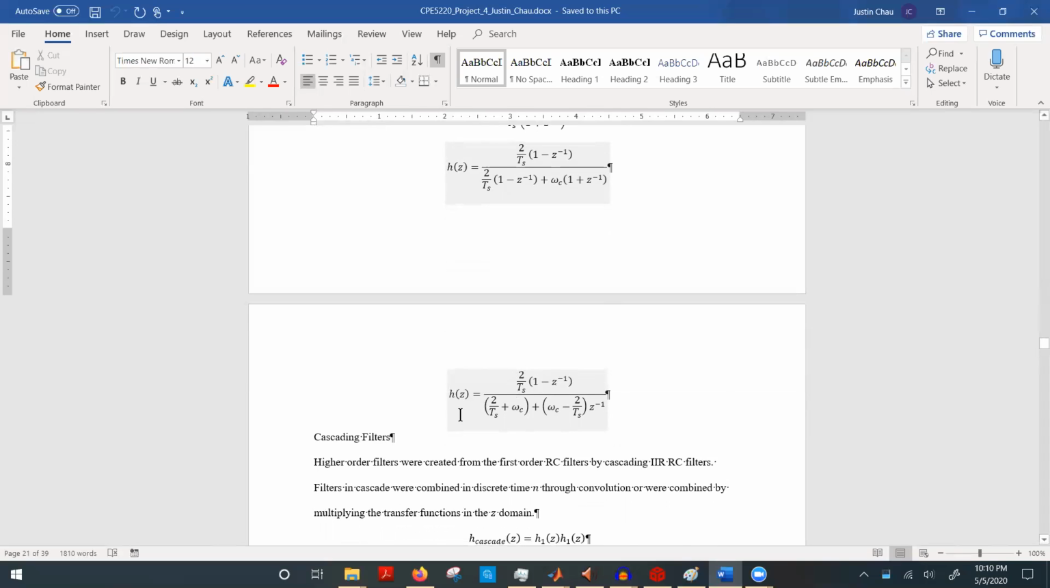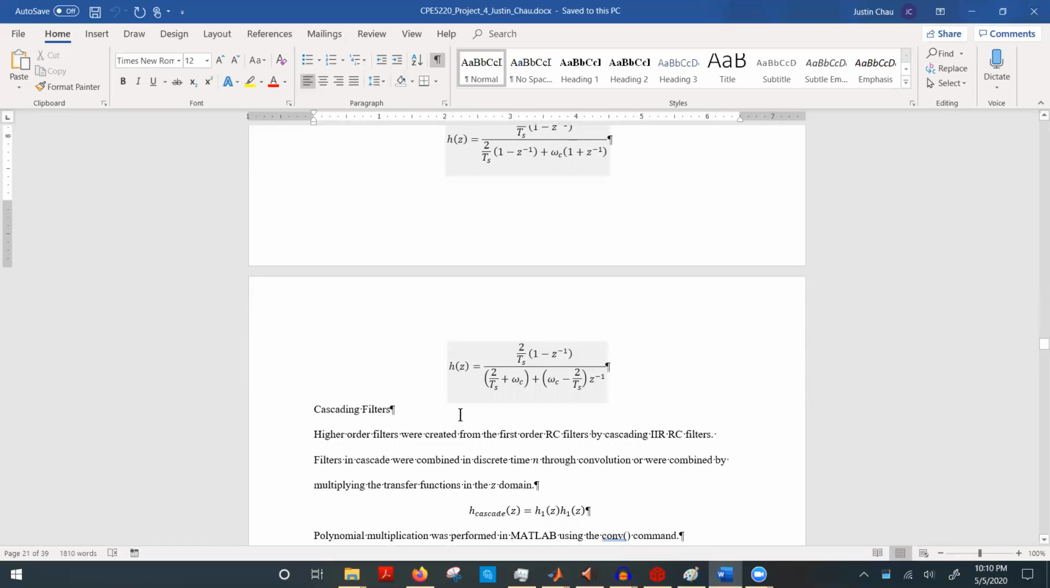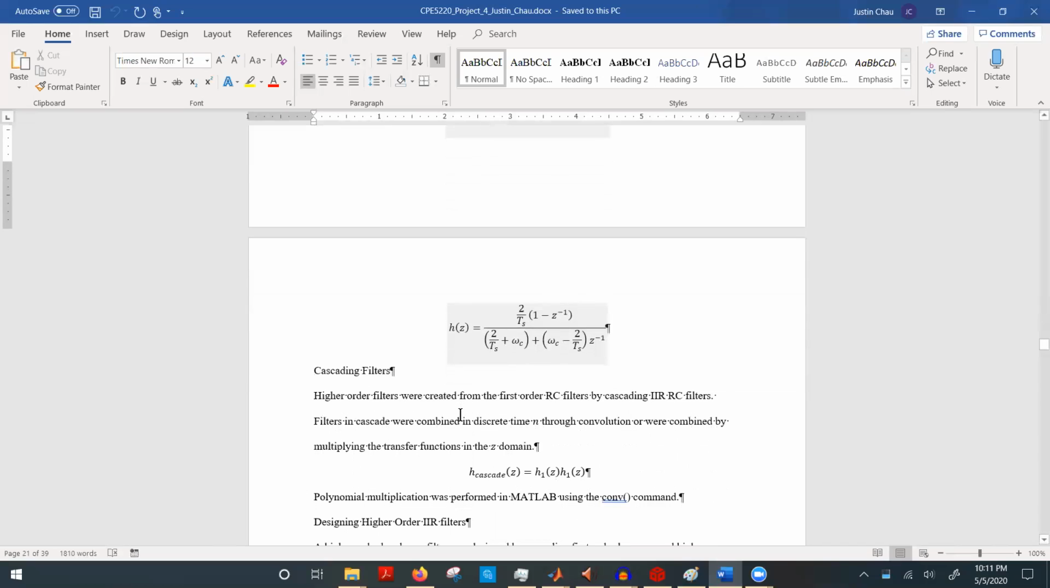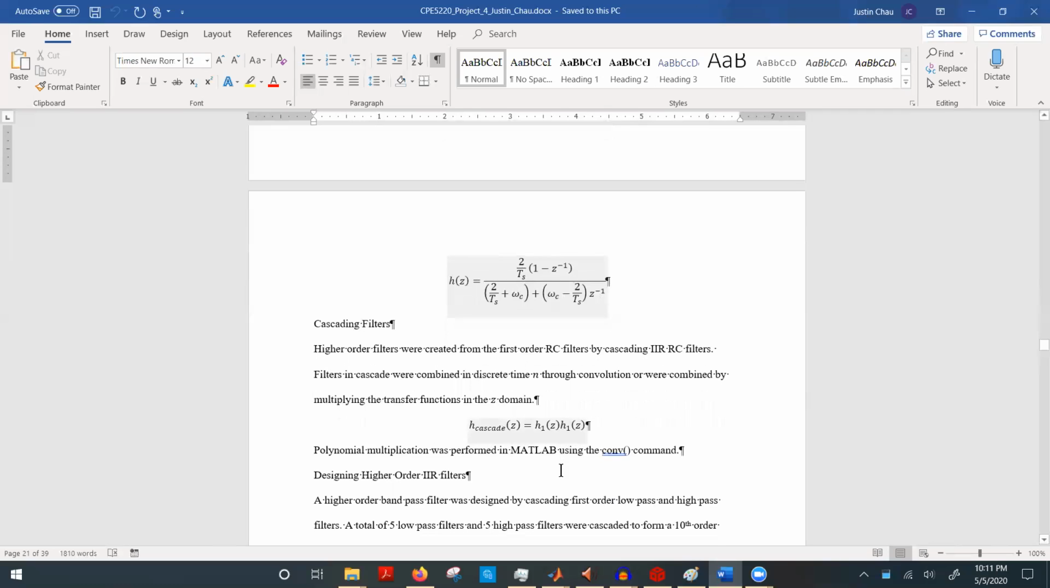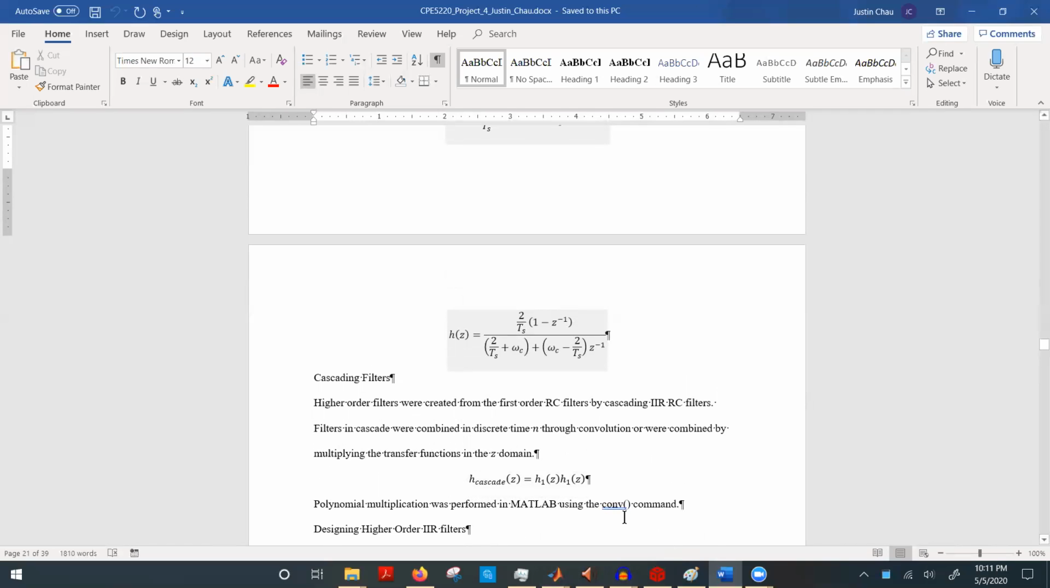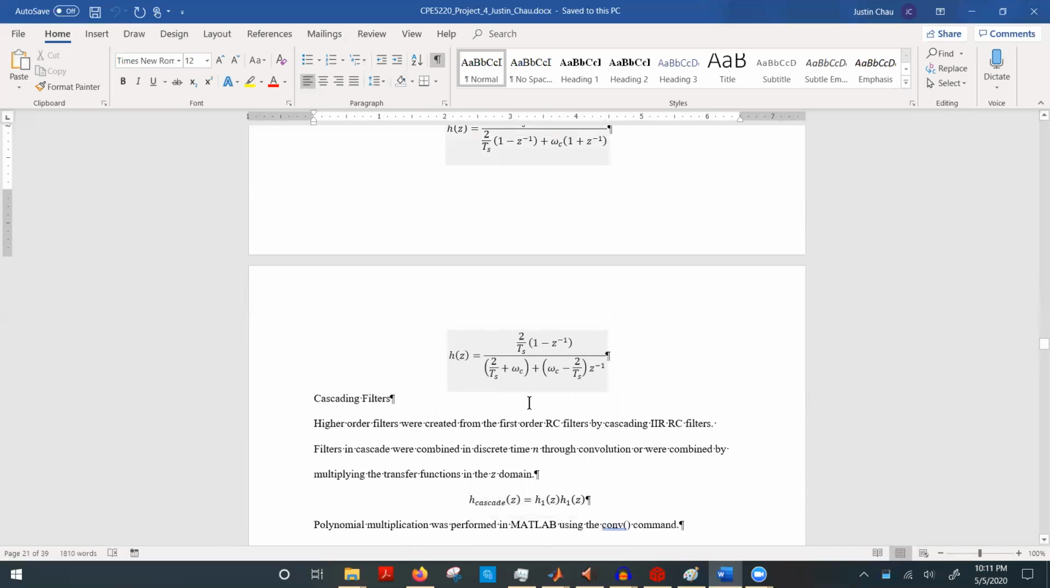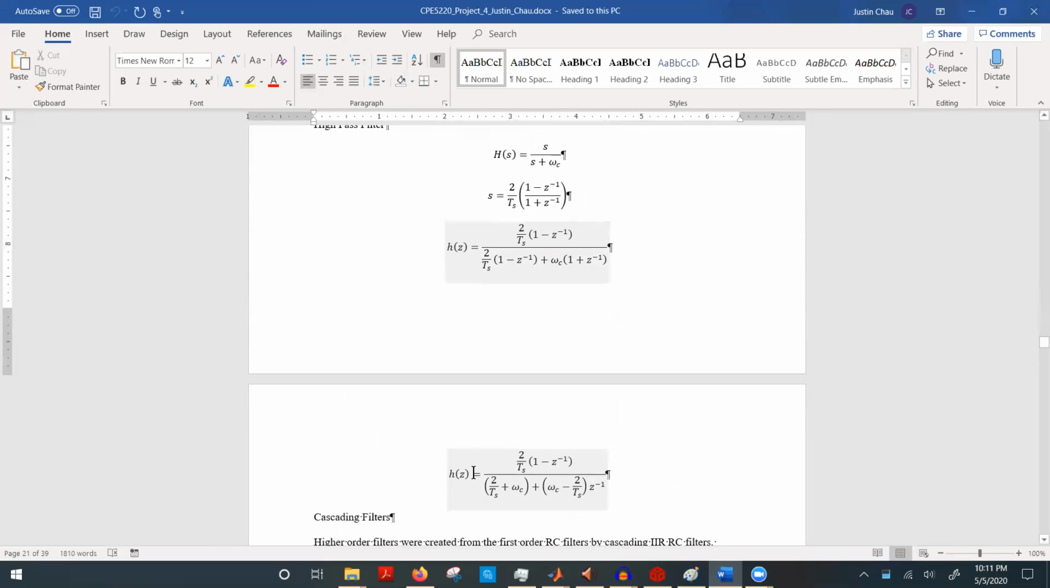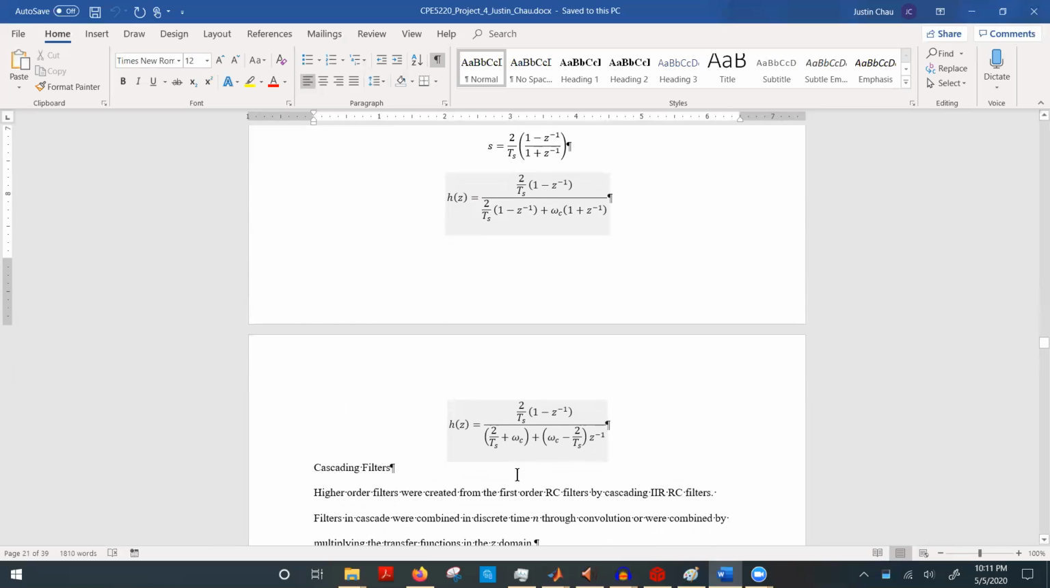For cascading filters, you would do the convolution of the filters in the time domain, which is the same as doing multiplication in the frequency domain, S domain, or Z domain. So we can cascade two filters by just multiplying them together. Since we're going to be doing fourth order low pass and fourth order high pass, I need 4 low pass filters multiplied together, and 4 high pass filters multiplied together, and then I'll need to combine those low pass and high pass filters by multiplying those cascaded filters by each other.